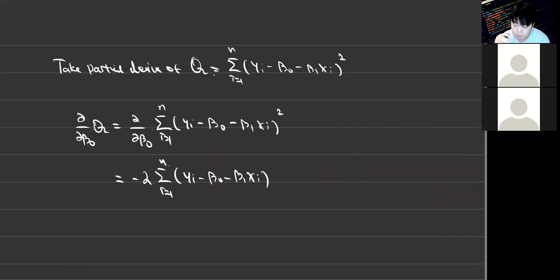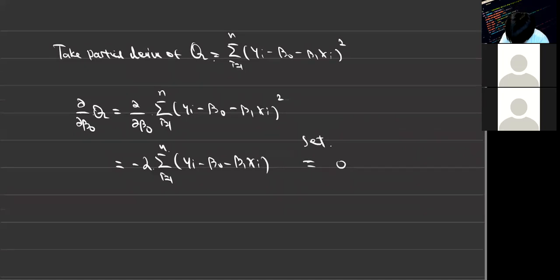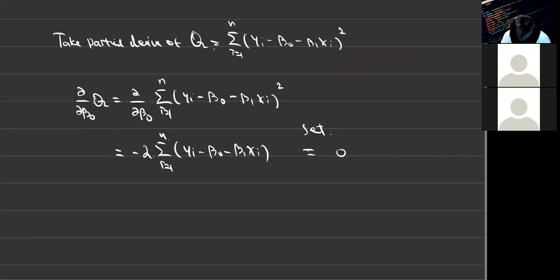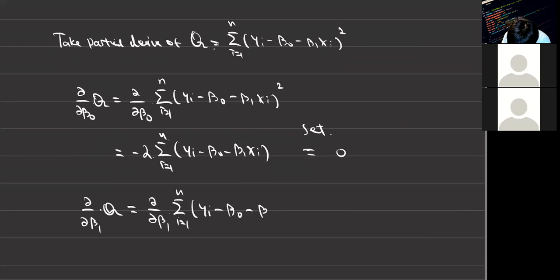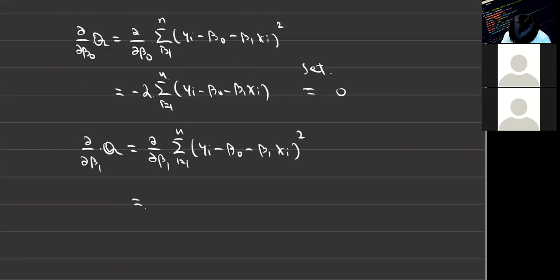Now, once I'm here, I'm going to set it to 0 and then solve it. So now I'm going to set this to 0. All right, and that's my first formula. So now I need to write out the second formula. So partial beta 1 of Q, and that is going to be partial beta 1 of whatever Q is: summation i from 1 to n, yi minus beta 0 minus beta 1 xi. Don't forget the square. And same thing, we're taking the derivative of the whole thing.